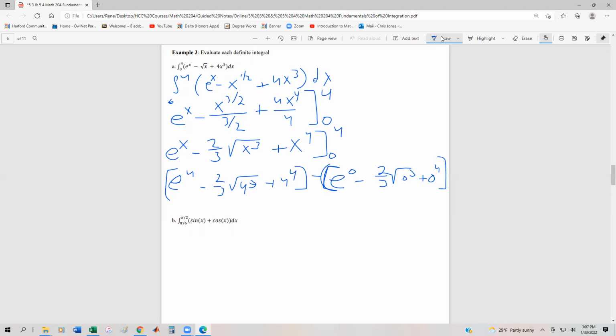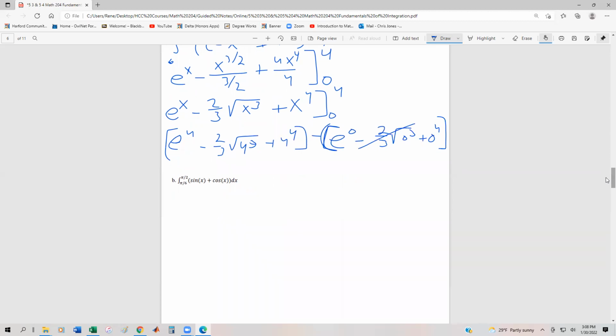So, some good news: some of this stuff is going to cancel out. We know that 2/3 times 0 cubed is going to be 0, and then 0 to the 4th is 0. E to the 0 is 1. So be careful and don't just assume that 0 is going to wipe everything out. Now it becomes e to the 4th minus 2/3. We know that 4 cubed is 64, and the square root of 64 is 8. And then 4 to the 4th is 256. And then minus this e to the 0, which is 1.